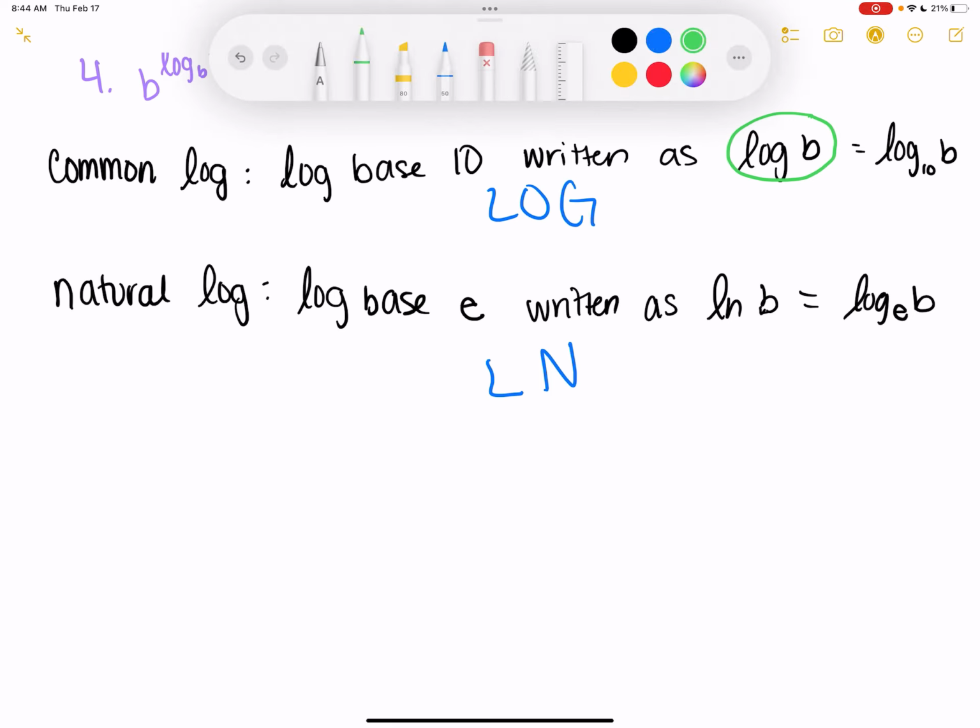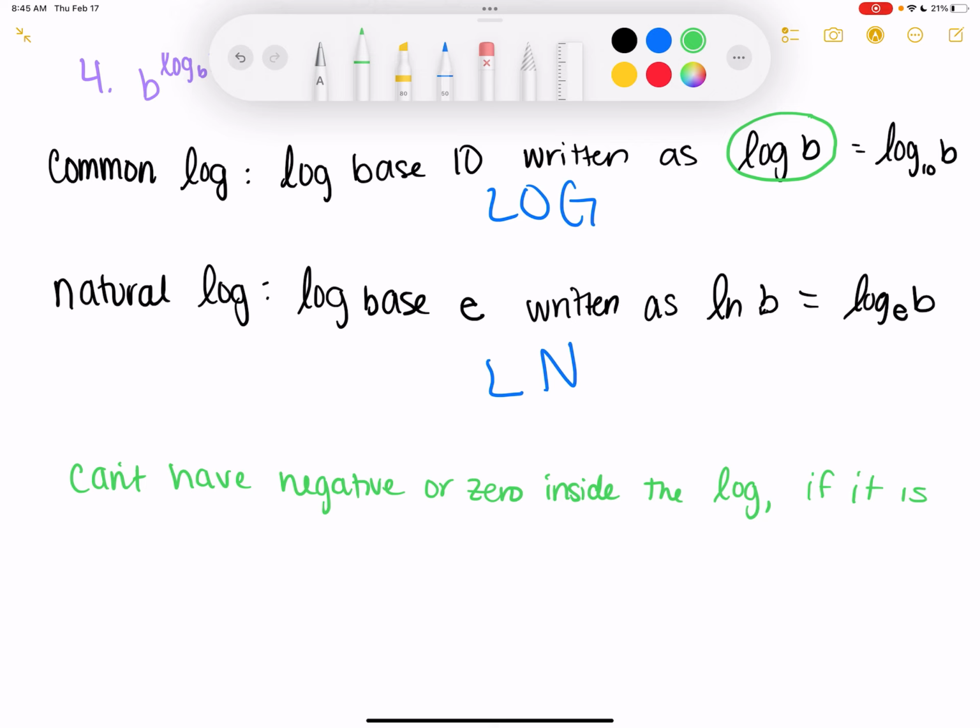All right, the last note thing is just that we can't have negative or 0 inside the log. If it is, then it is undefined.